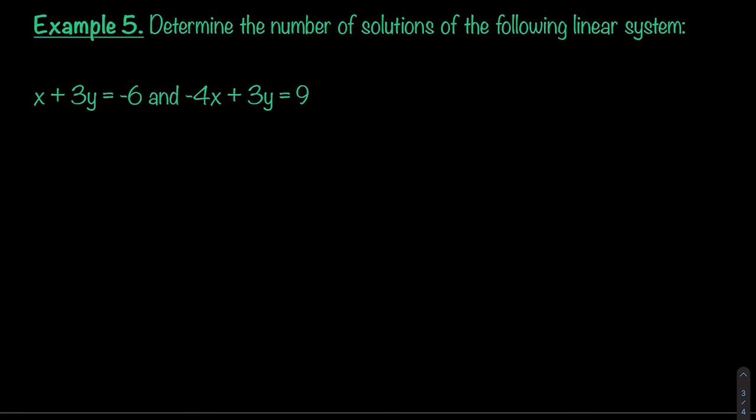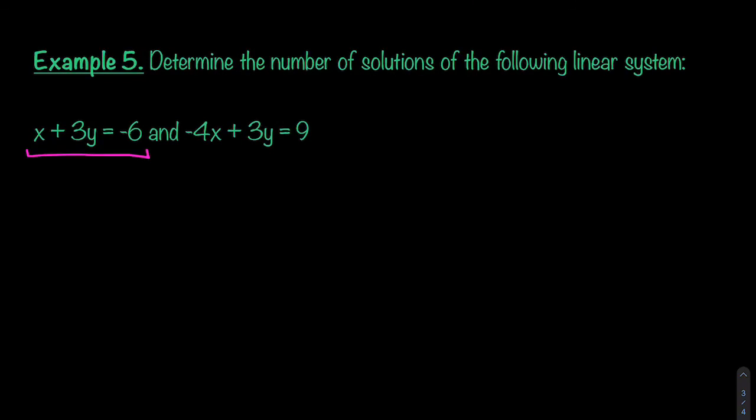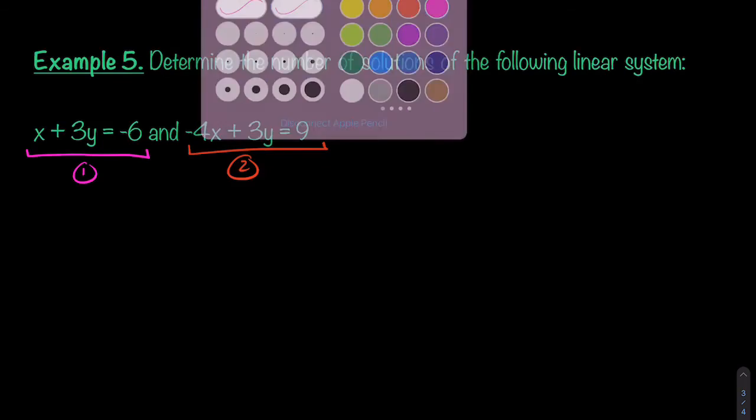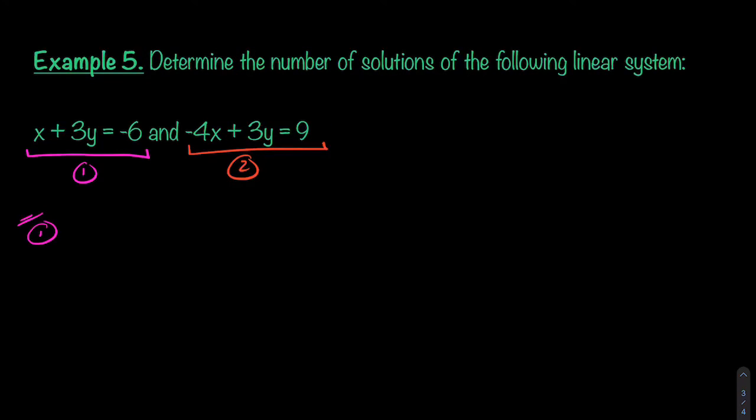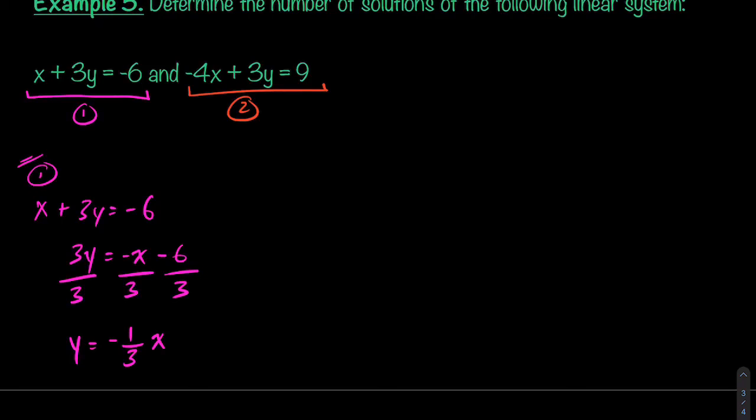And we got one more here, and I'm sure you can guess what this one's going to be. But anyways, let's just power on, right? Okay. So we have equation 1. We have equation 2. Let's do 1. We have x plus 3y equals negative 6. Let's move that x to the other side. So we get negative x minus 6. Let's divide by 3. We get y equals negative 1 over 3 times x minus 2.